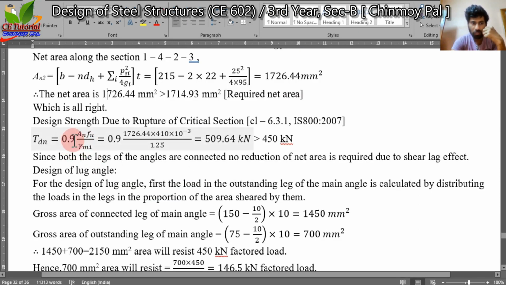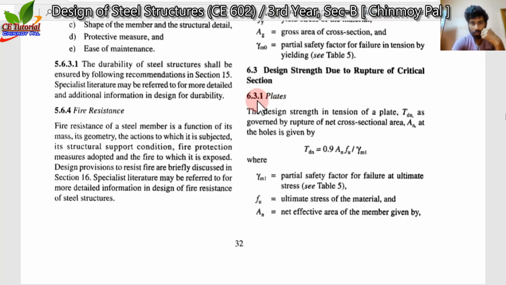Now you can calculate the strength of the section, that is Tdn is equal to 0.9 An fu by gamma m1. You can see clause number 6.3.1. This is clause number 6.3.1, and the design strength due to rupture of critical section you can calculate from this formula, 0.9 An fu by gamma m1.